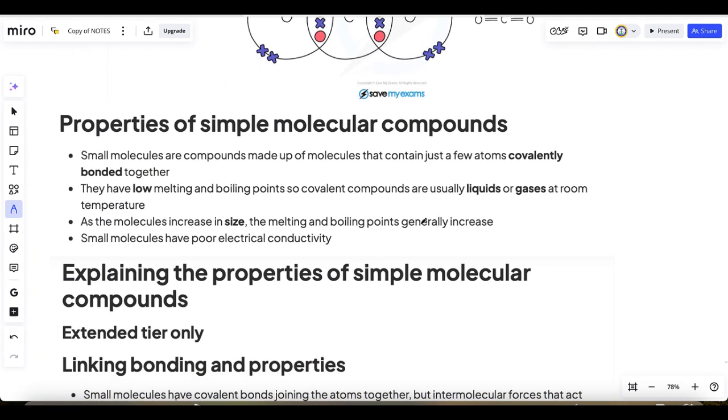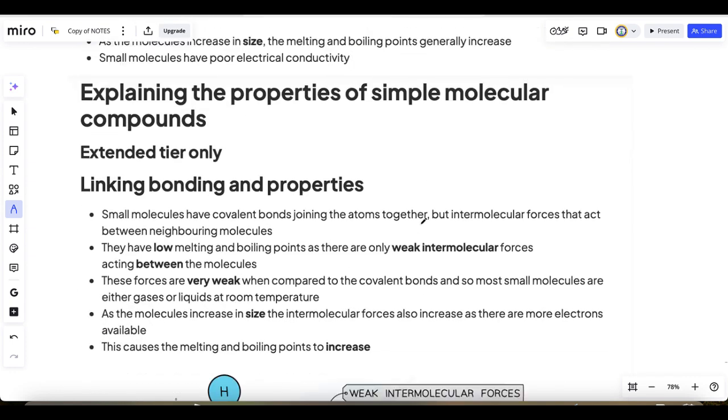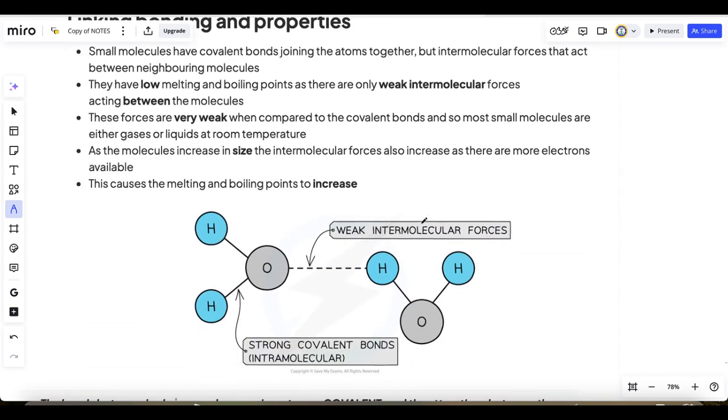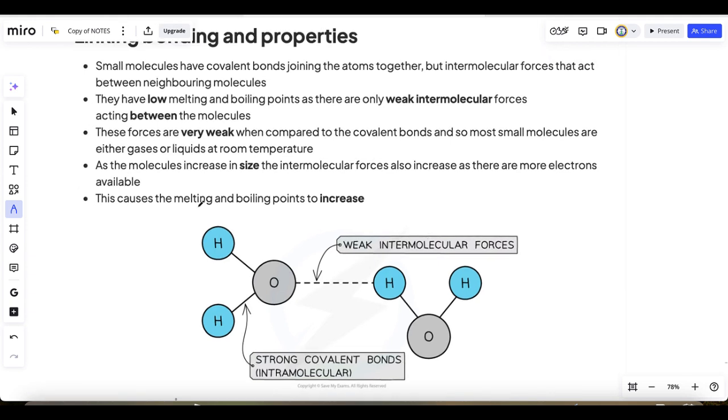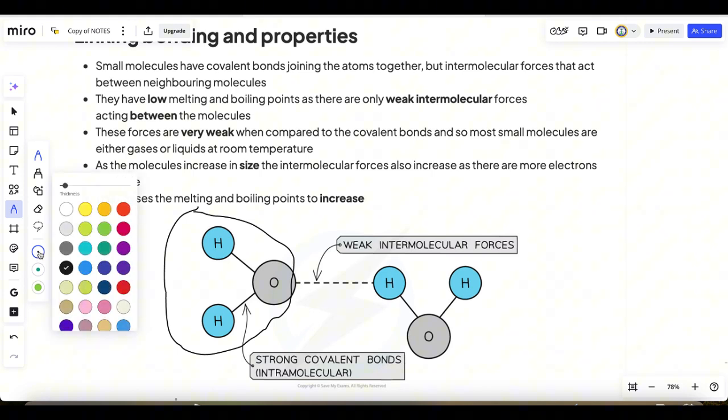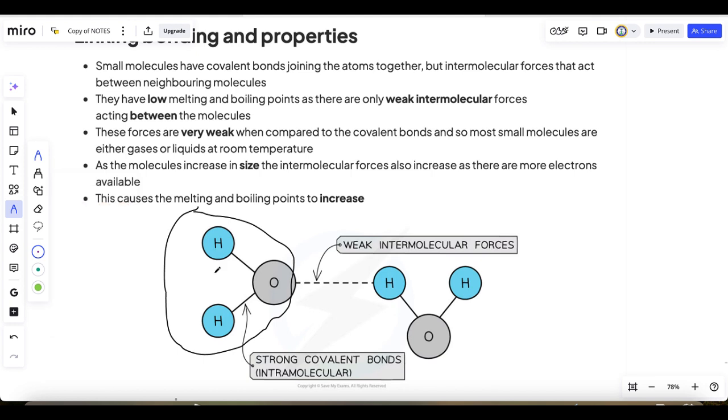Now, in the case of properties of simple molecular compounds, which we've talked about in our tutorial, we say that they have strong bonds within the molecule. Within the molecule, they have strong covalent bonds. But they have weak intermolecular forces when you link them up with another similar one. When you link them up, they have weak intermolecular forces. So this is why they have low melting point, the weak intermolecular forces.